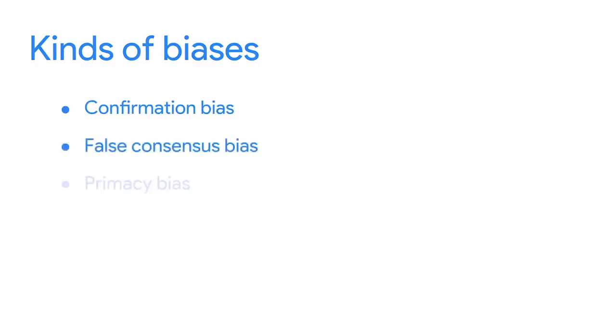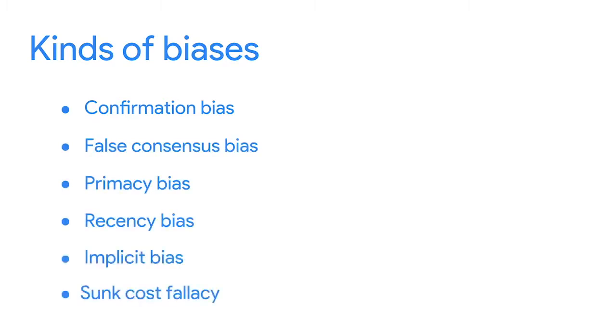Hi again. Now that you know the basics of user research, let's explore how bias can get in the way. In this video, we're going to discuss how bias specifically affects design work. We'll examine 6 kinds of biases: confirmation bias, false consensus bias, primacy bias, recency bias, implicit bias, and the sunk cost fallacy. To begin, let's define the word bias.